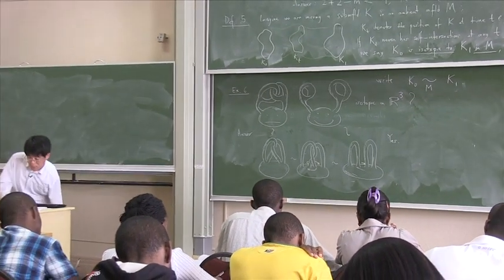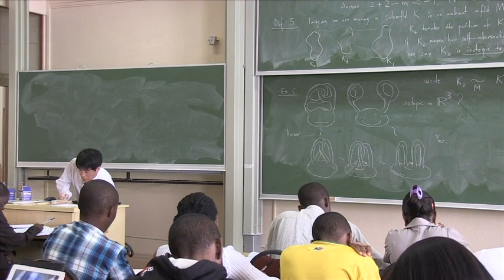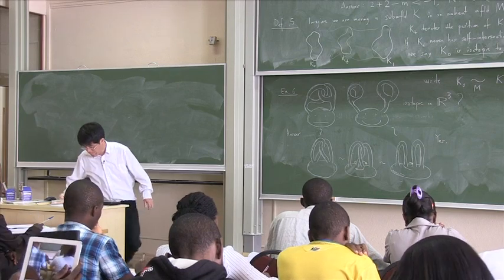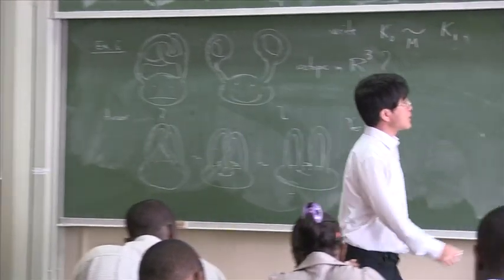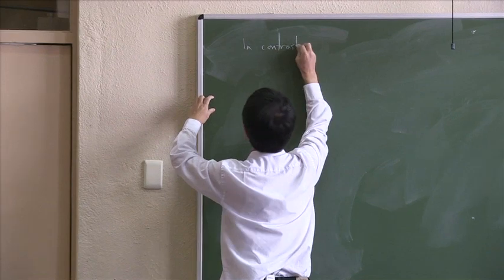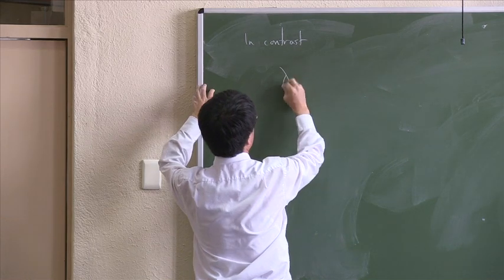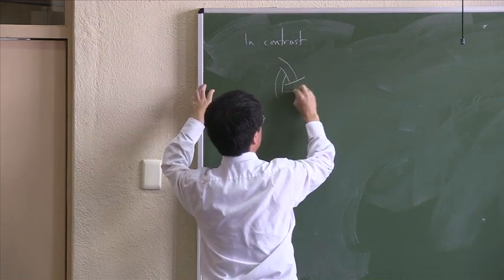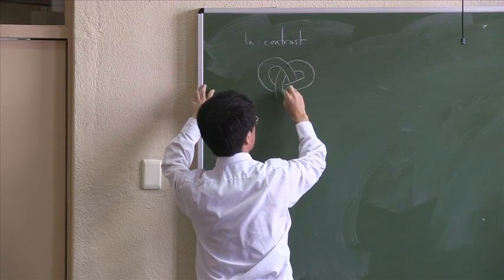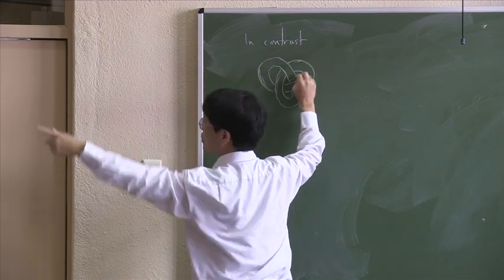Any questions about this example? Let's then see another example, but within the same heading, so it's still part of example number 6. In contrast, let's consider two, again, torus knots, or the surface knots, tube knots, like this. You remember this picture from before? It's probably still on the blackboard up there.